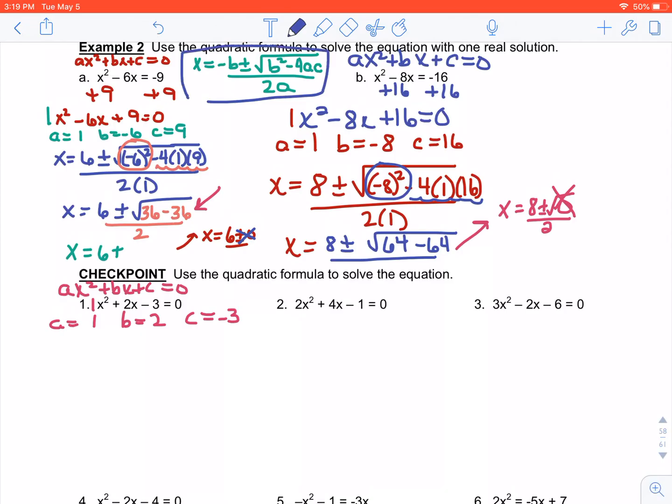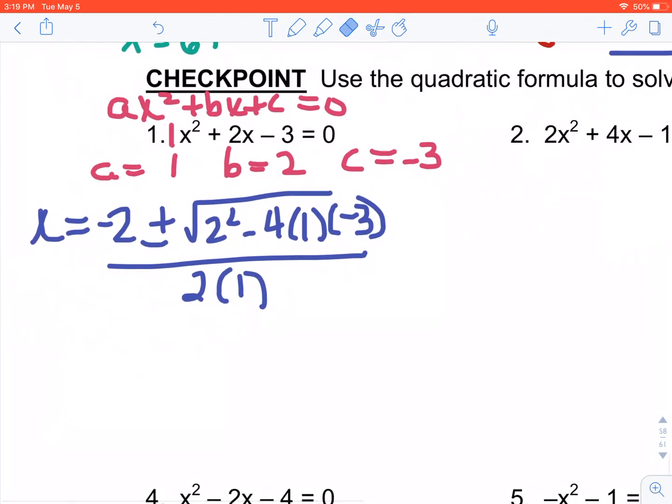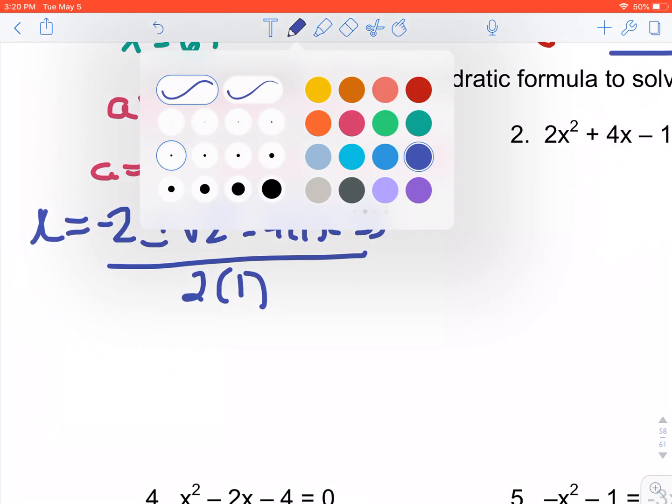So looking here at the quadratic formula, it says x equals negative b. Well, that's a negative 2 since b is positive 2. Plus or minus, and then the square root of b squared. So 2 squared minus 4 times 1 times negative 3, because that's c. And then we're dividing that by 2 times a, which is 1. So that was the quadratic formula from yesterday that we talked about. We plug the numbers in, and now we chug through the problem. So plug and chug.